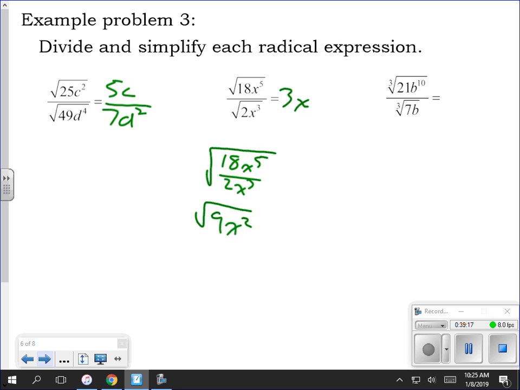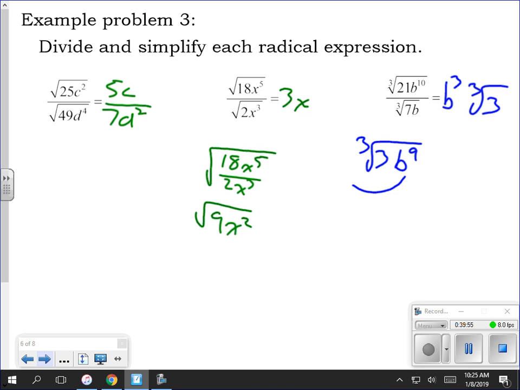So I end up with the cube root. 21 divided by 7 is 3. B to the 10th divided by b to the 1st is b to the 9th. And now I simplify this one. Cube root of 3. Can I do anything to the cube root of 3? No. What is the cube root of b to the 9th? B cubed. 9 divided by 3 is 3 with the remainder of 0. I can pull this out front. I can't do anything with that, so I have b cubed, cube root of 3.